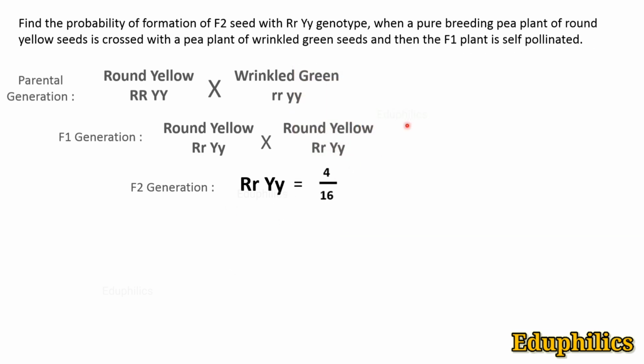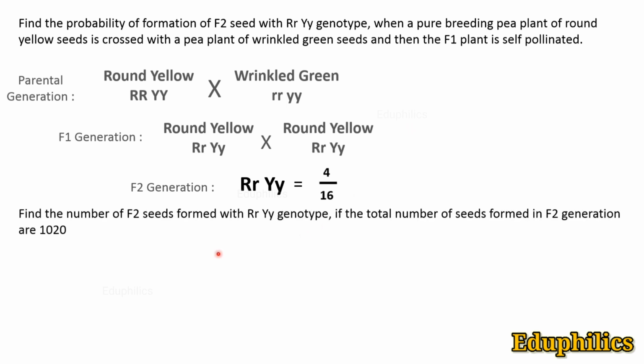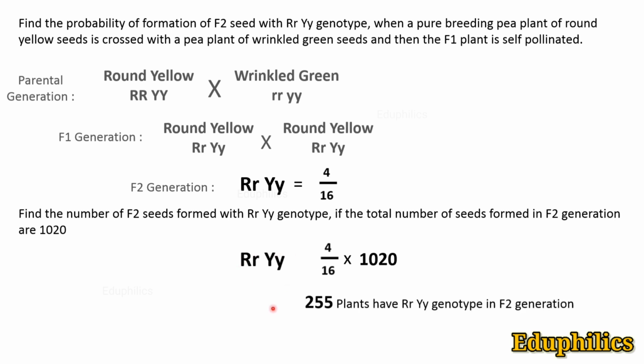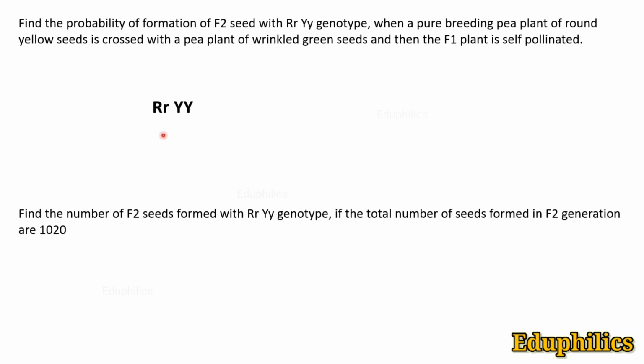Now, in the same cross, let's look at one more question. Previously, you had to find out the probability of the seed. But now we have to find the number of seeds formed in F2 generation with this genotype. So to know that, we already know the probability. Take the total number of seeds formed, and the number of seeds formed in F2 generation with this genotype are 255.